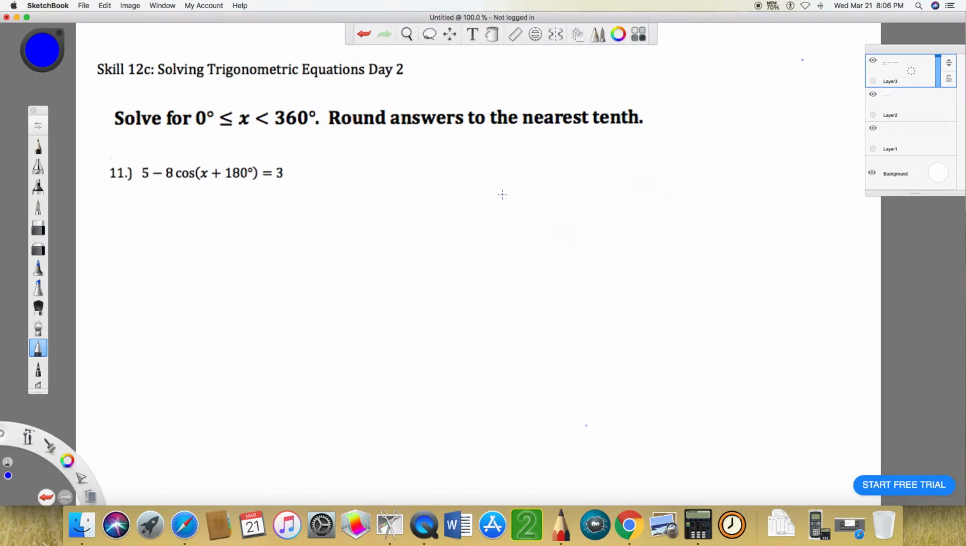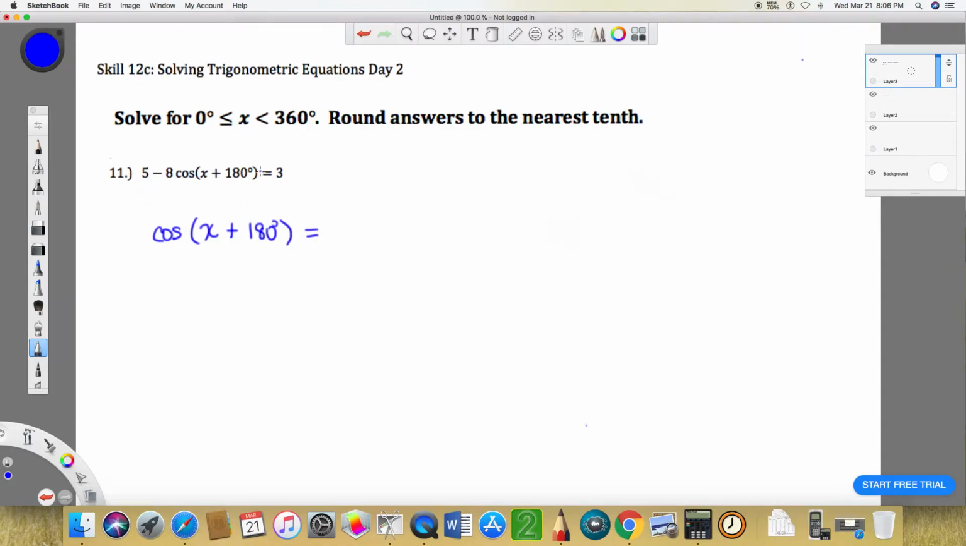All right, so let's take a look here at problem number 11. They give us a trig equation. It's cosine. There may be infinitely many solutions to that, but we only want the solutions that are between 0 and 360. So let's get this cosine by itself. Let's subtract 5 from each side and then divide by -8. So in 2 steps, we'll have this by itself.